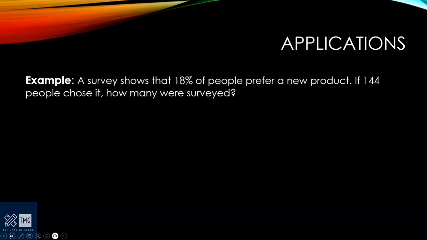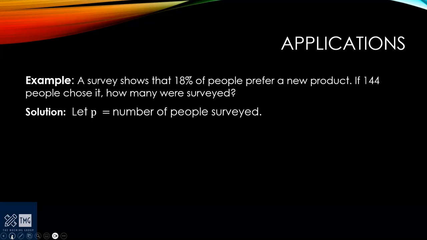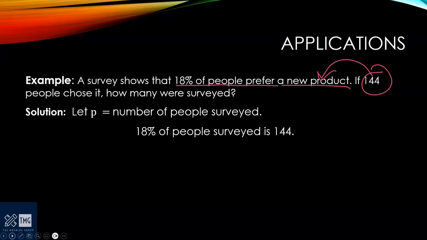A survey shows that 18% of people prefer a new product. If 144 people chose it, meaning, if 144 people prefer the product, how many total were surveyed? Okay, well, we're trying to figure out the number of people surveyed. So let's let our variable be P. So P equals the number of people surveyed. Now let's rewrite what we know. 18% of people surveyed is 144. Because again, remember, 18% of people prefer a new product and 144 people are the ones that chose that new product.